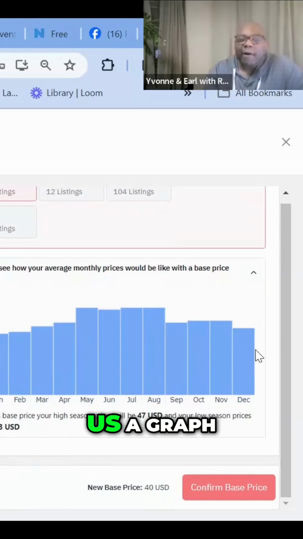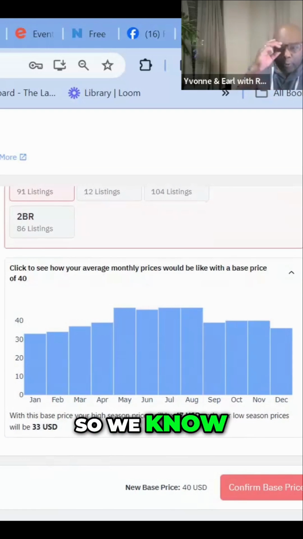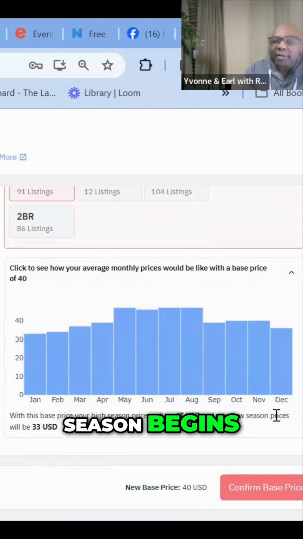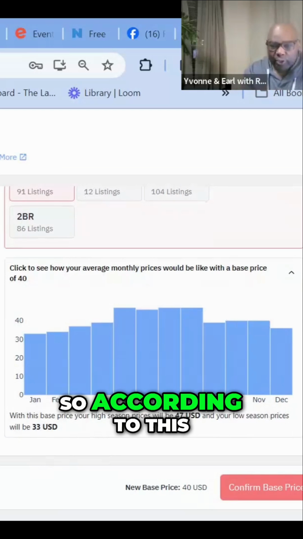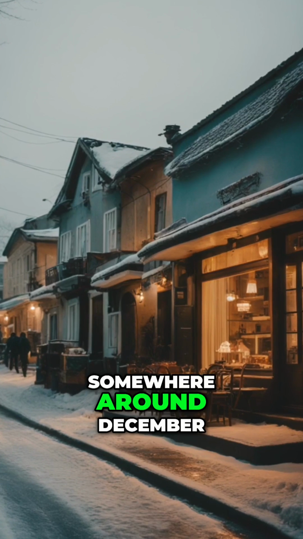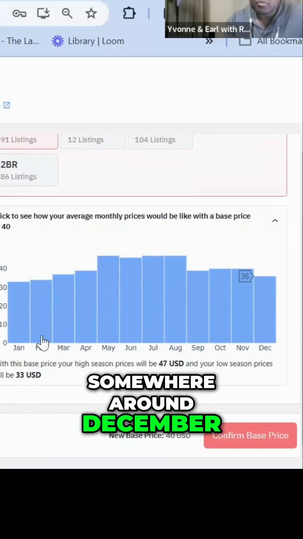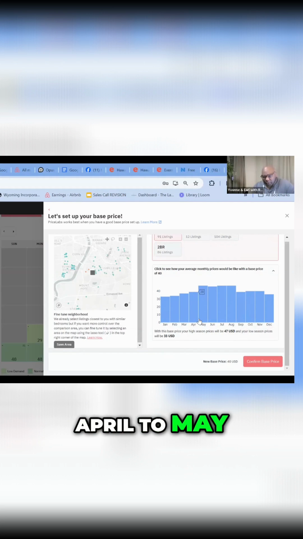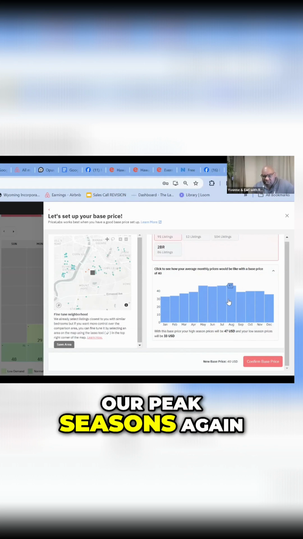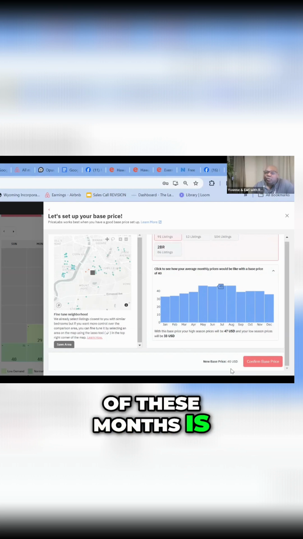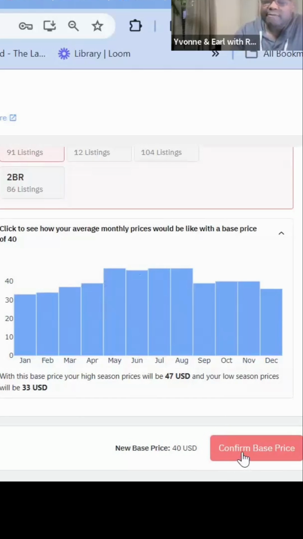This gives us a graph, a chart, so we know when our low season ends and when our high season begins. So according to this, the low season is starting somewhere around December, January, February, March, April. And then from April to May, we start having our peak seasons again.